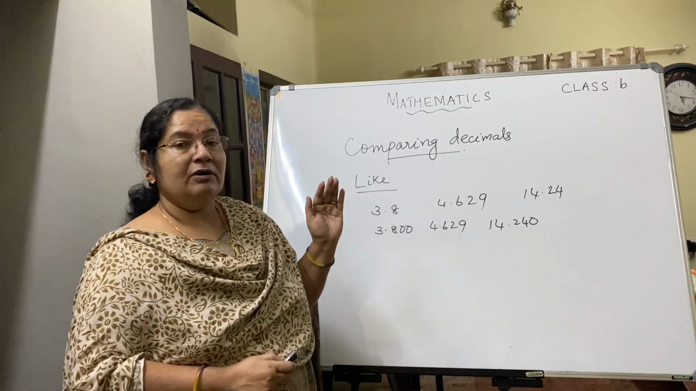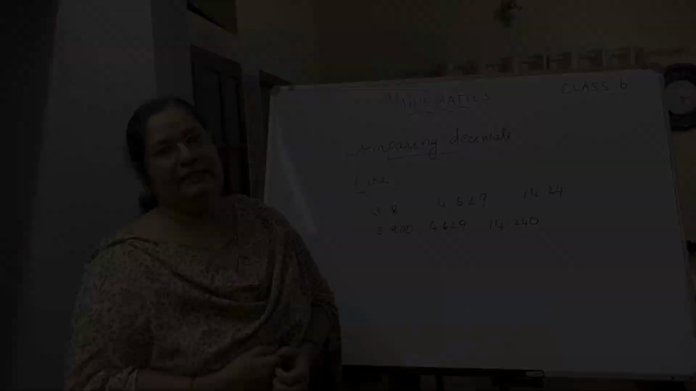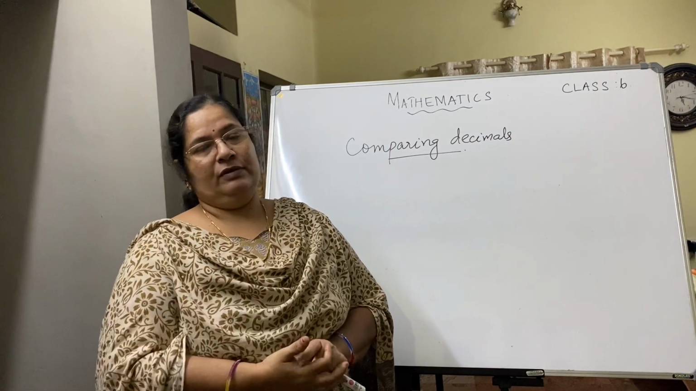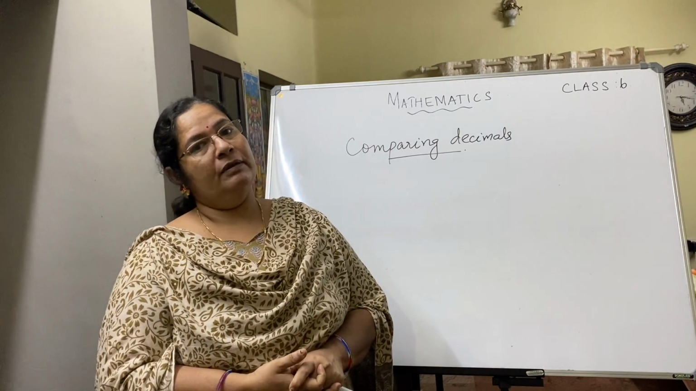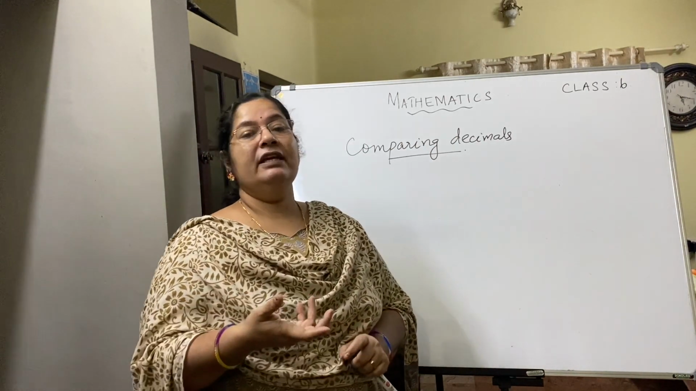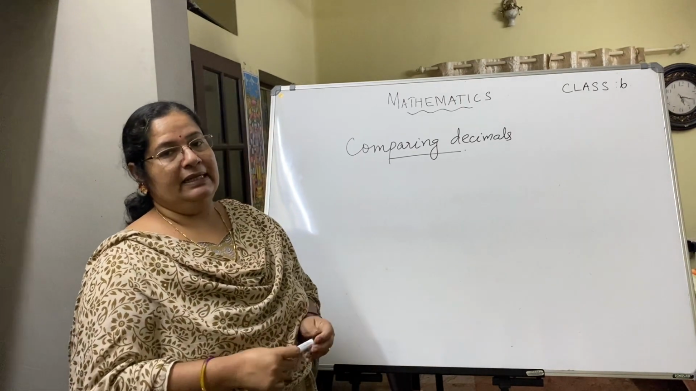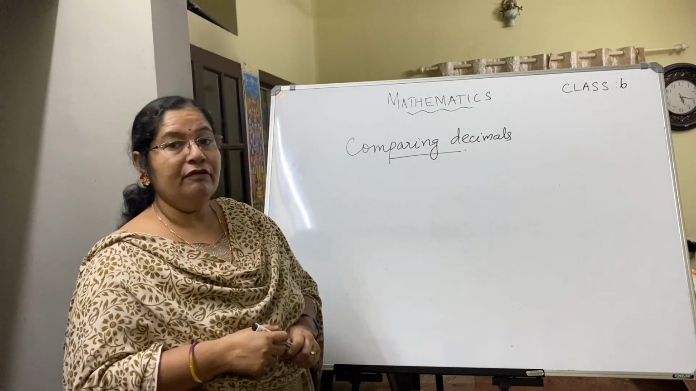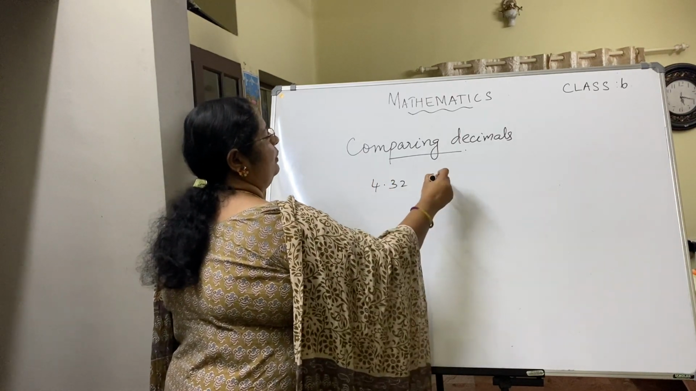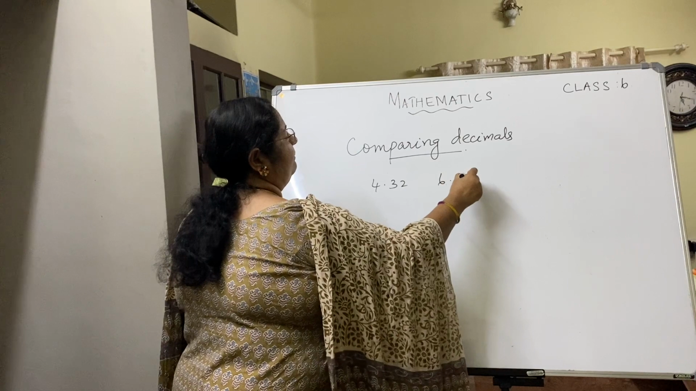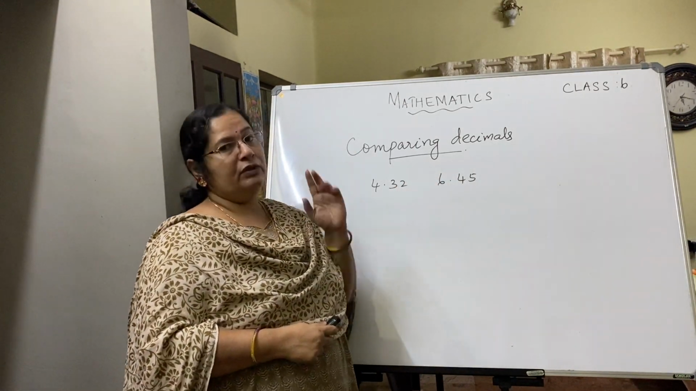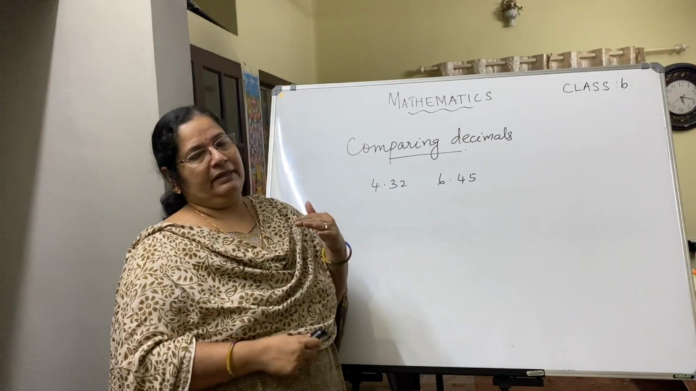Now we require this concept for comparing decimals. Comparison of decimals also we can do in 2 separate ways. That is one if both of them are like decimals and one if they are unlike decimals. So let us first deal with the case when we have like decimals. Like decimals means they will be having the same number of decimal places. So suppose you are having say 4.32 and 6.45. 2 decimals we are having. Here both of them are having the same number of decimal places. 2 decimal places are there. Now how to compare this?